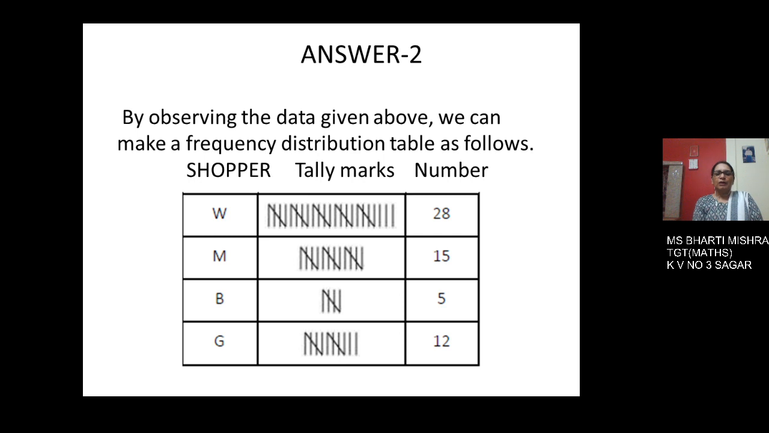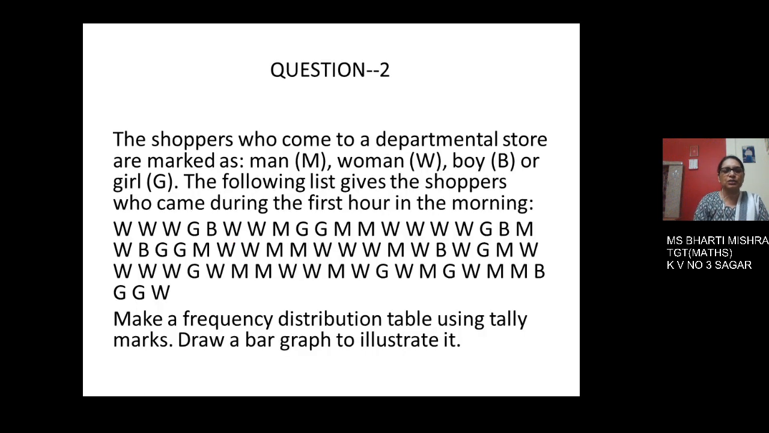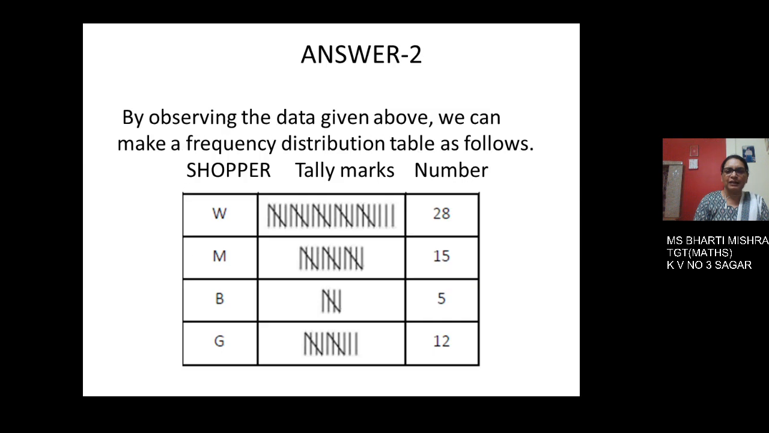So one by one you will consider the entries from the observation table given in the question. For example, in this question we have W. One method is to count all the W's and make the tallies, but in that case if you miss any number, then you have to repeat the whole process again. So what you will do is take W, cross it here and enter it here as one line.